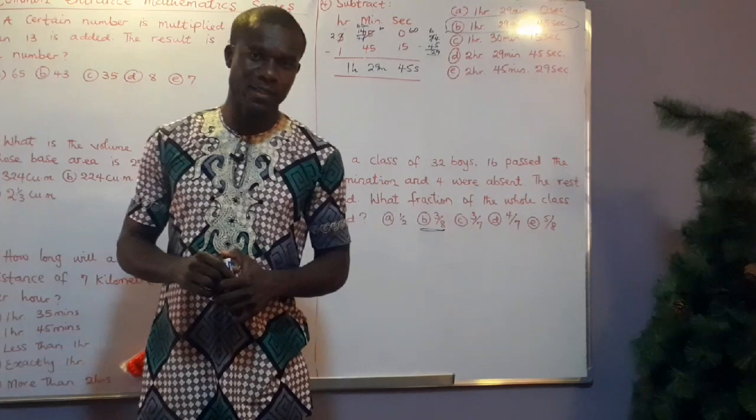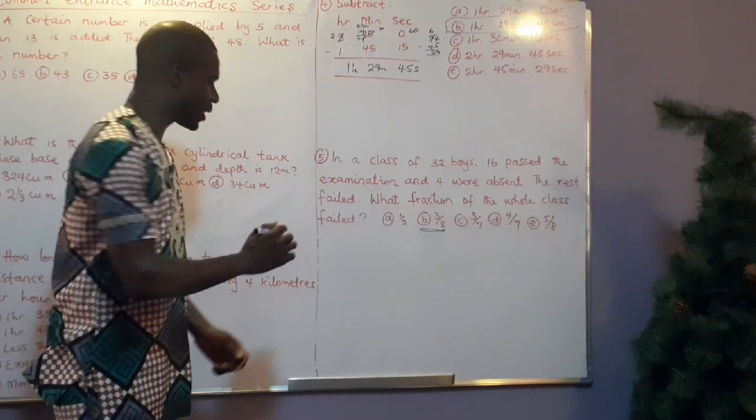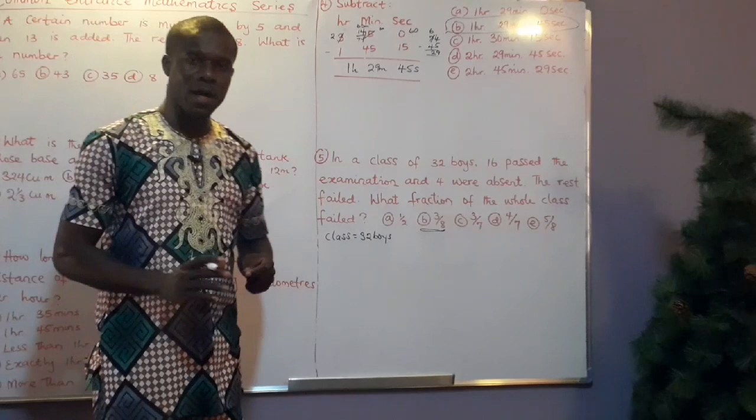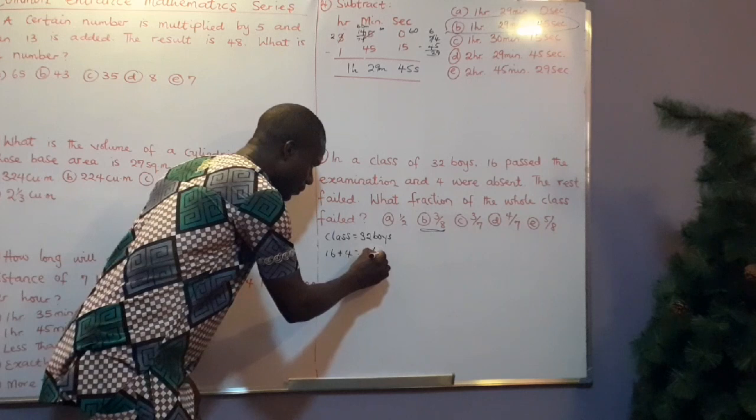She solved this without using pen or paper. Well, we are going to solve this together. Let's find out if she's correct. Now, to solve this, let's start. The total number of boys in a class of 32 boys, right? And then the total number of boys that didn't fail, we said 16 passed the exam plus 4 that were not in school. Alright, so 20 boys did not fail.